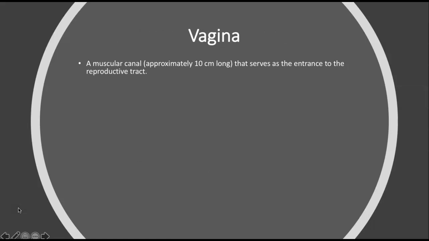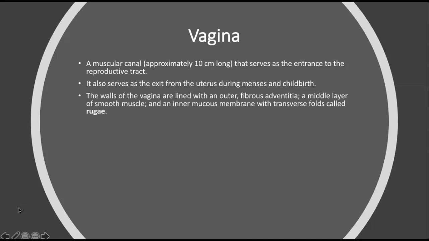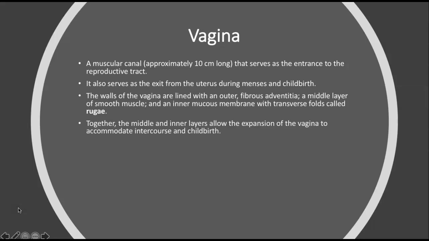The vagina is a muscular canal, approximately 10 centimeters long, and it serves as the entrance to the reproductive tract. It also serves as the exit from the uterus during both menses, or menstruation, and childbirth. When we look at the walls of the vagina, they are lined with an outer fibrous adventitia, a middle layer of smooth muscle, and an inner mucous membrane with transverse folds called rugae. Together, the middle and inner layers allow the expansion of the vagina to accommodate intercourse and, of course, childbirth, which is obviously quite a feat.